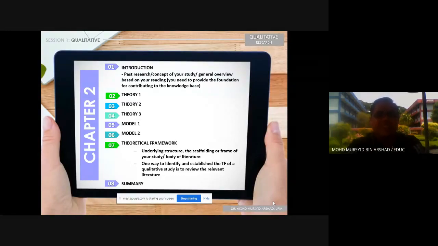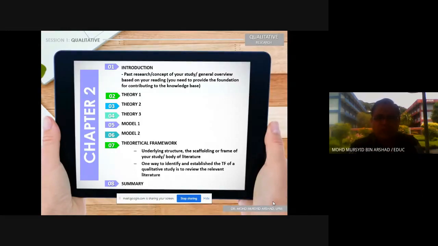All right. At the end of chapter 2, you come up with the theoretical framework. Why the theoretical framework? Because the theoretical framework is the underlying structure, the scaffolding, or the frame of your study. It is like the body of literature. You have theory A, you have theory B. How do you interpret A and B to discuss C? Then you can discuss that in the theoretical framework.